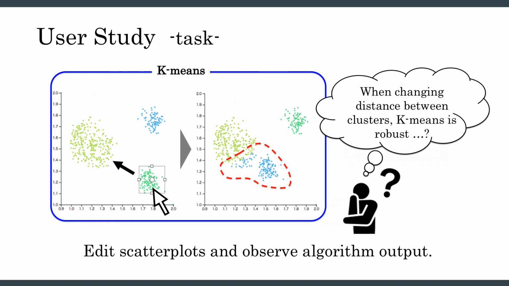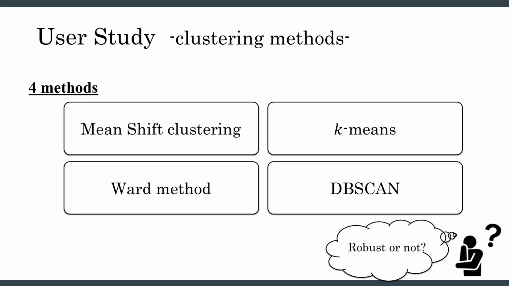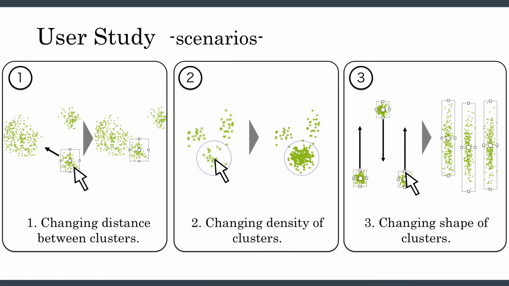The task is to edit the scatterplot according to our instruction and observe the responses of 4 clustering algorithms. We requested the participants to compare 4 clustering algorithms: mean shift, k-means, Ward's method, and dbScan. We provide these 3 scenarios, each of which consists of a data distribution and edit procedure. The 3 scenarios ask the user to change distance between clusters, density of clusters, and shape of clusters, respectively.